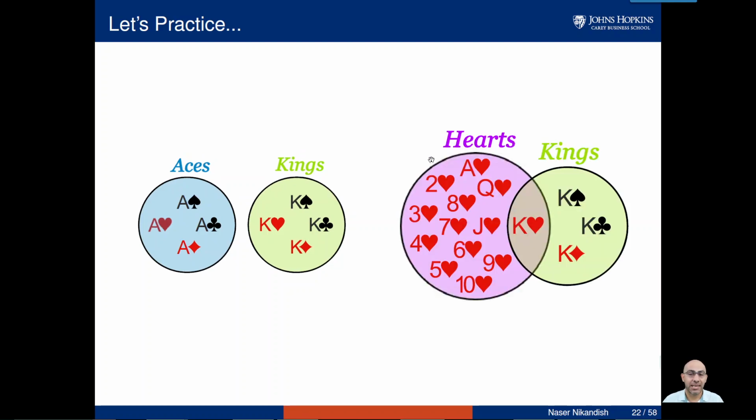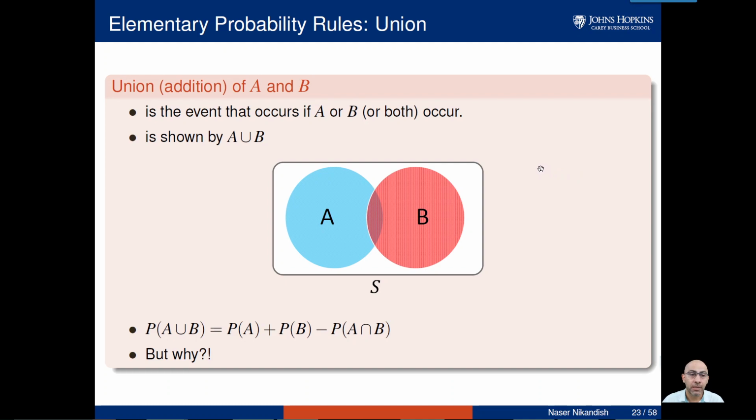However, that is not the case if I define event A as getting a heart and event B as getting a king, right? Because there is a king of hearts. Let's move on to the next concept, union. Union of A and B is an event whose members are part of A or part of B, all right? So this event contains all members of A and B.